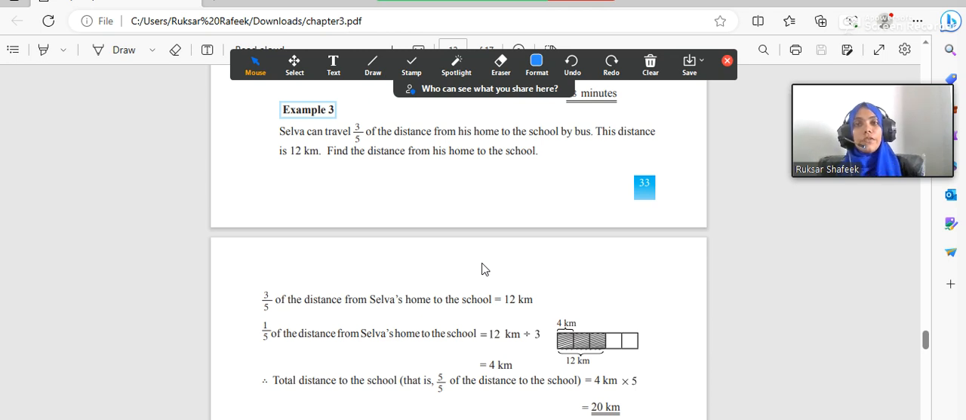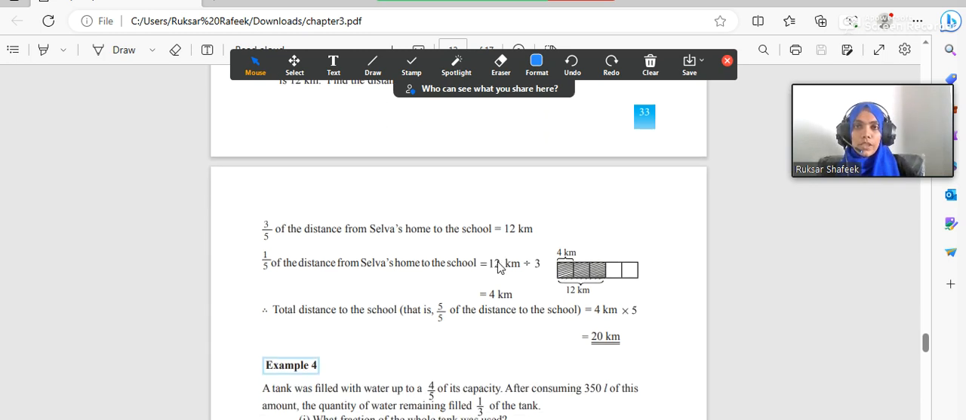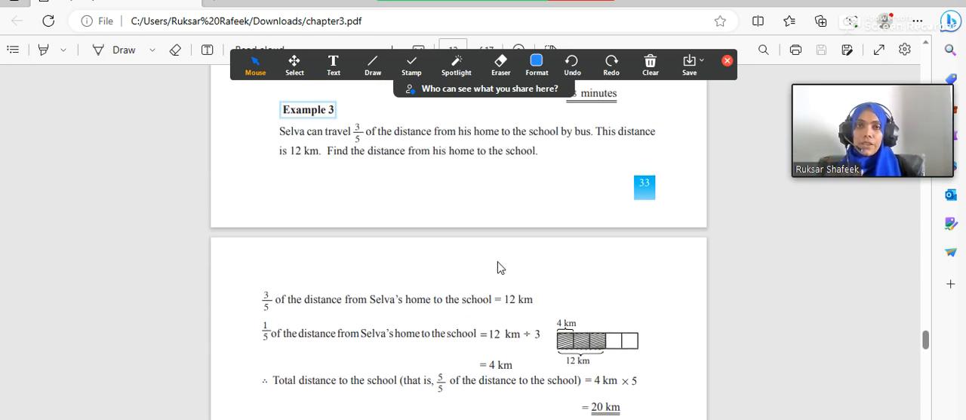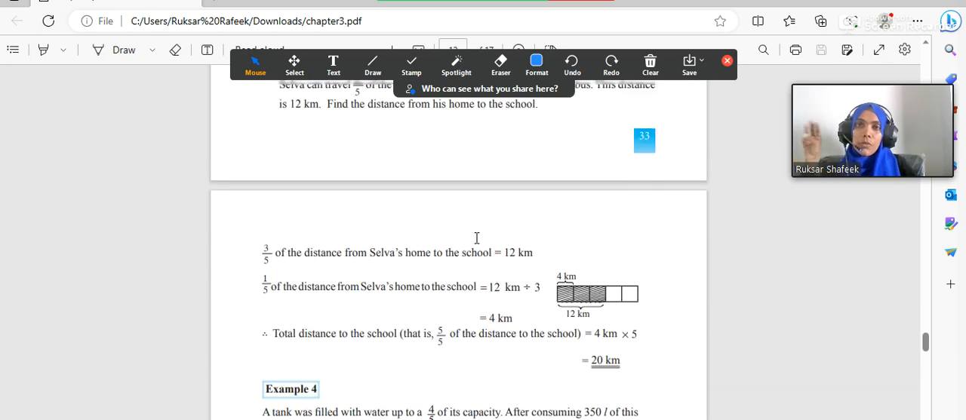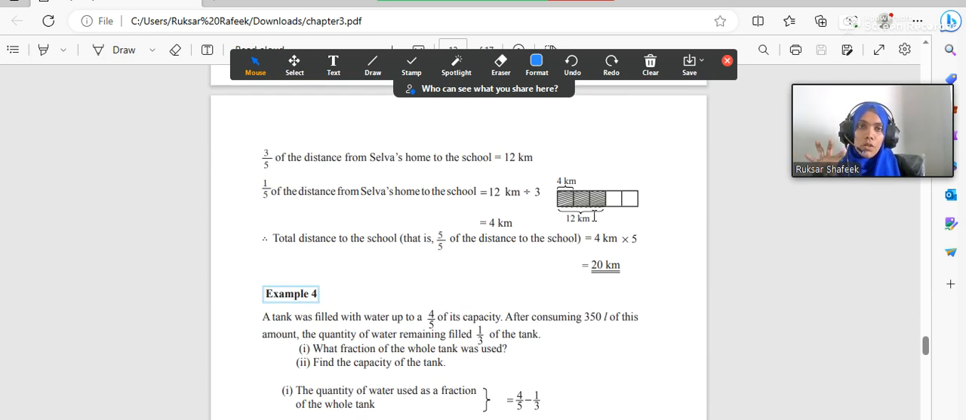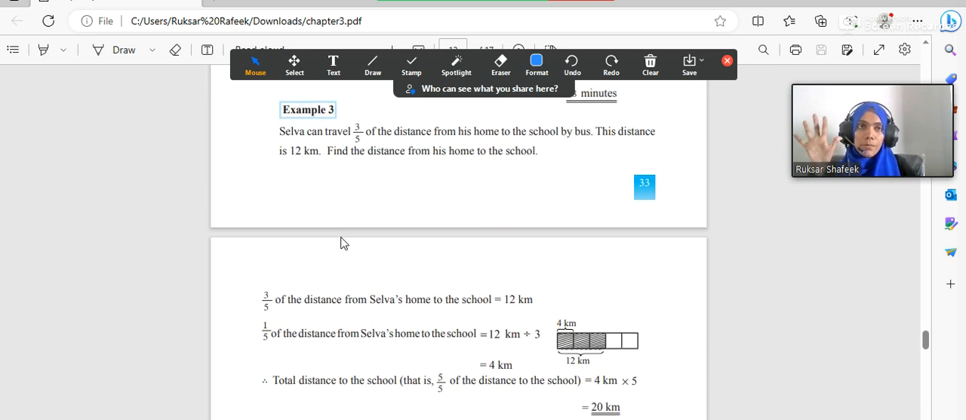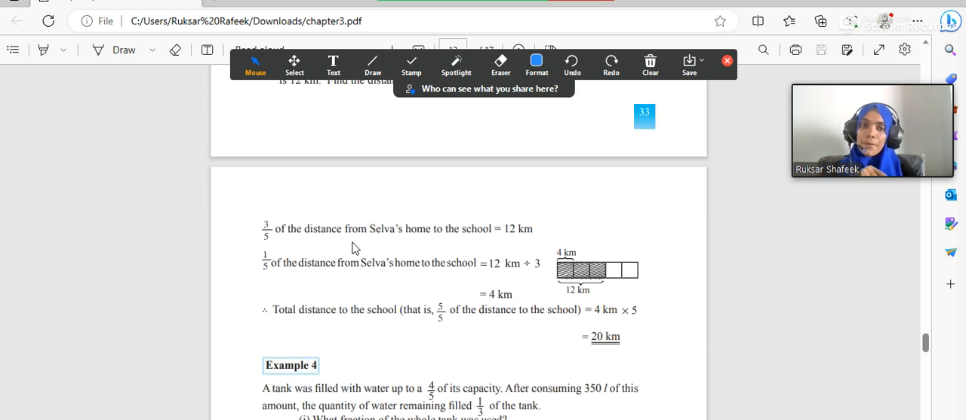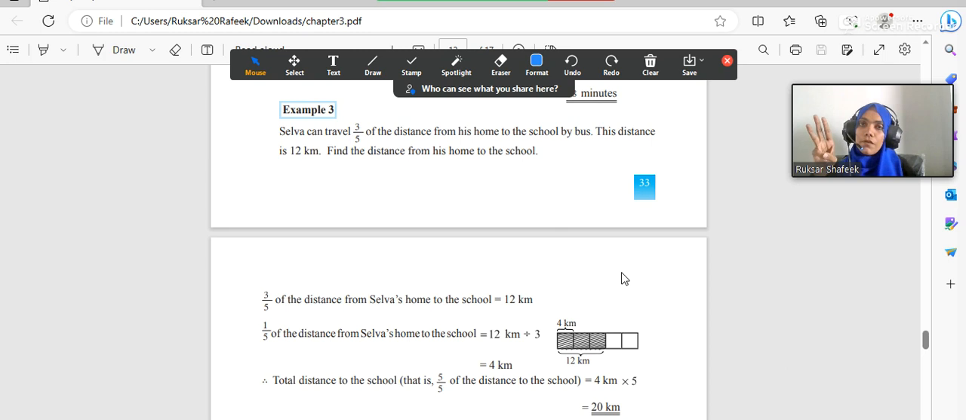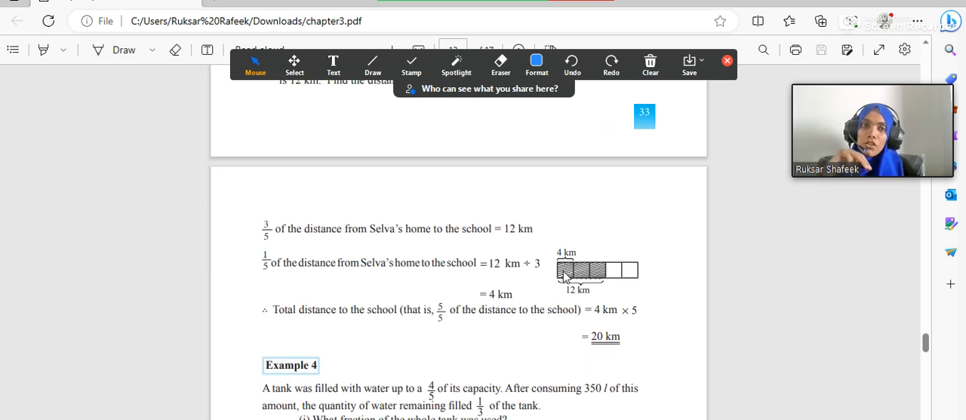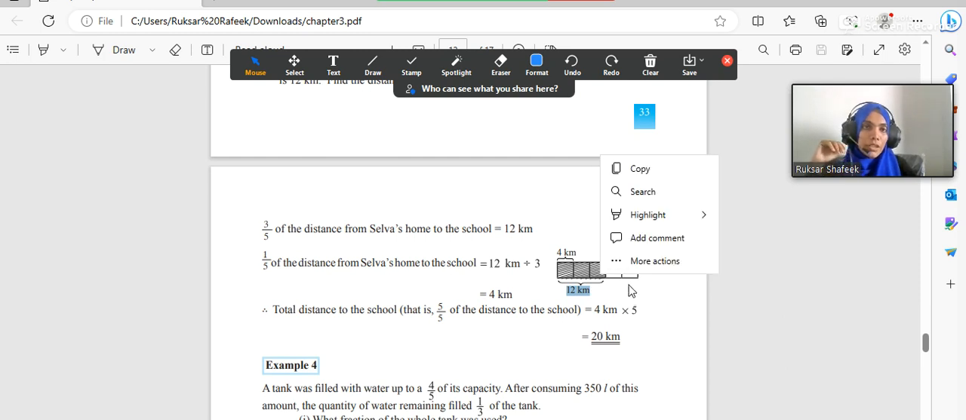Selva can travel 3/5 of the distance from his home to the school by bus. This distance is 12 kilometers. Now, the thing that you've got to understand is that 3/5 is equal to 12 kilometers. So if I draw this in a bar model, I need to put 5 parts because the denominator is 5. It's divided into 5 parts. We're talking about 3/5, but 3 parts of it is equal to 12 kilometers. So you can see that they've shown us that 3 parts is equal to 12 kilometers.